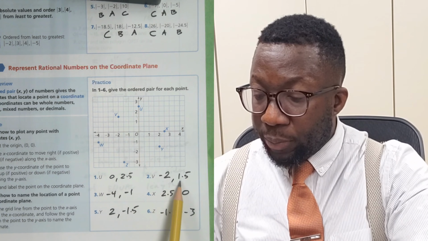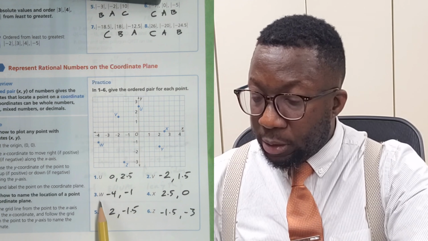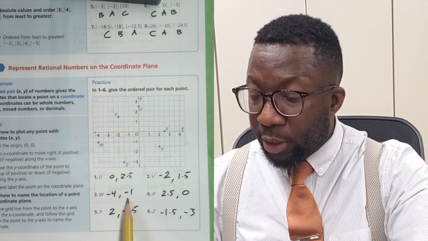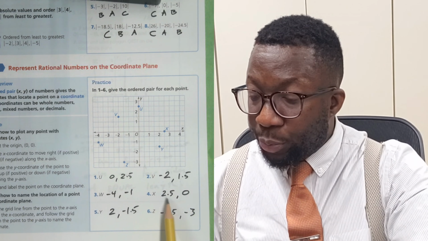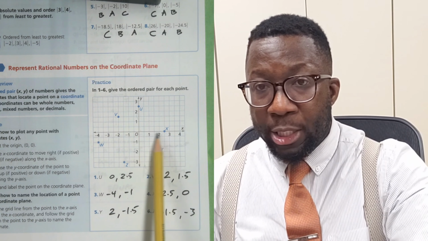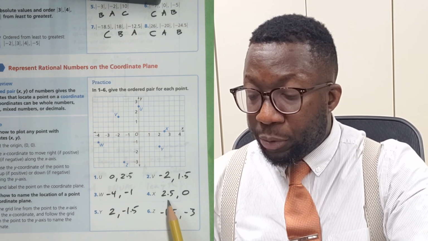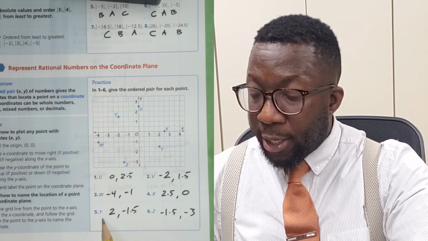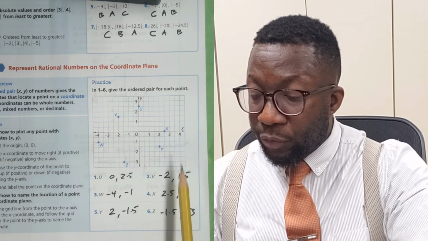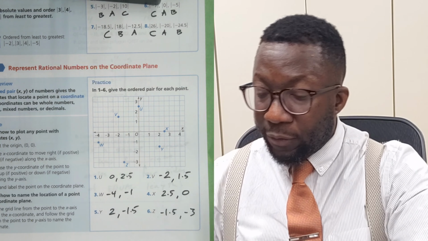V is negative 2, 1.5. So we're going negative 2 and then 1.5. W is negative 4, negative 1. X is 2.5, 0 because, again, we're just moving to the right on the x-axis. We're not moving up or down. So that's why that's positive 2.5 and 0. For letter Y, it's positive 2, negative 1.5. And then letter Z, negative 1.5, negative 3.